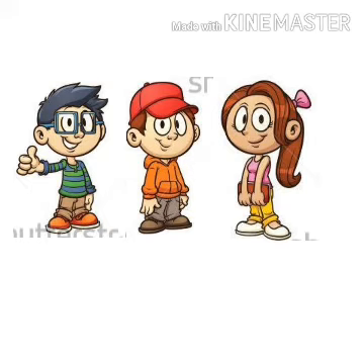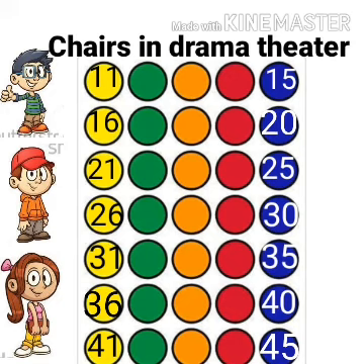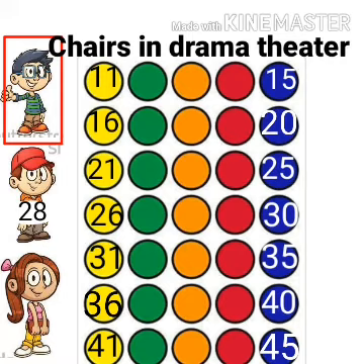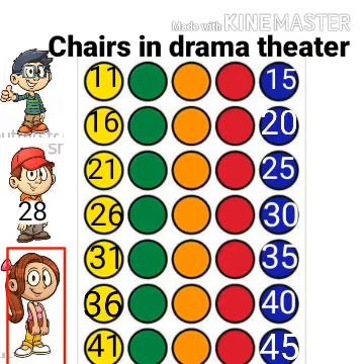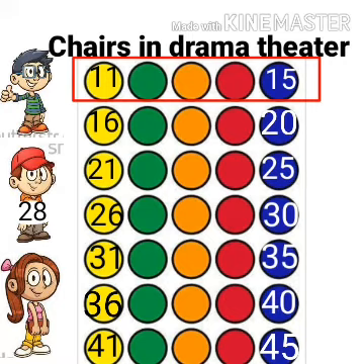Yes. One day, Unni, Abhinanda and Nandana go to a drama theater. There are many chairs. Unni's seat number is 28, and Abhinanda is on his left side and Nandana is on his right side. Okay? Then can you say how many numbers are in the first row?